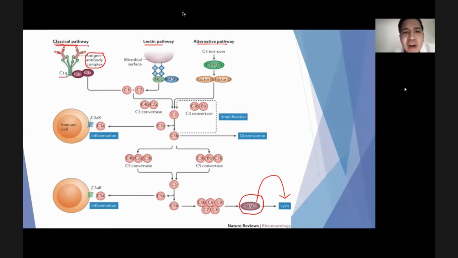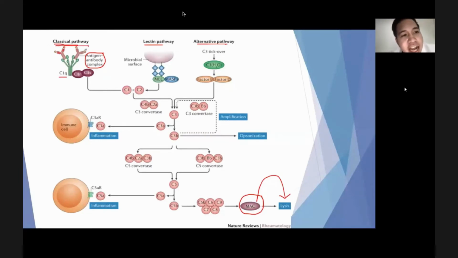Is that clear? So, Doc, ano po ba yung mga complements? Kasi makikita mo, C1, C4, C2, lahat po yan complements. Complements, these are soluble proteins that are found in the serum. Okay? And these soluble proteins, when combined, can act as proteases, okay, that has effector functions. Is that clear? So, titignan natin yung mga different complements dito.